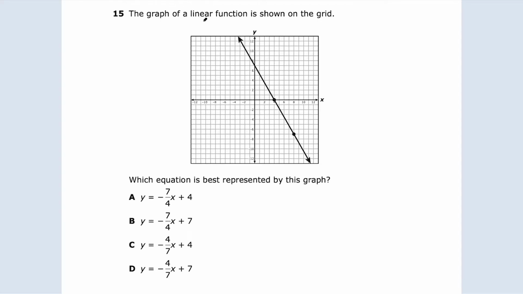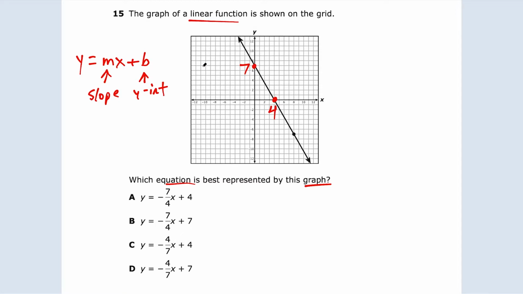Question 15, we have a graph of a linear function, and we want to know which equation is best represented by the graph. So just think y equals mx plus b. This is our golden formula. M is the slope, and b is the y-intercept. So that's probably the easier piece to identify right away. The y-intercept is where the graph crosses the y-axis, and this is happening between 6 and 8. So the y-intercept here would be 7. And now if we look at the x-intercept, notice that it's crossing the x-axis at 4.